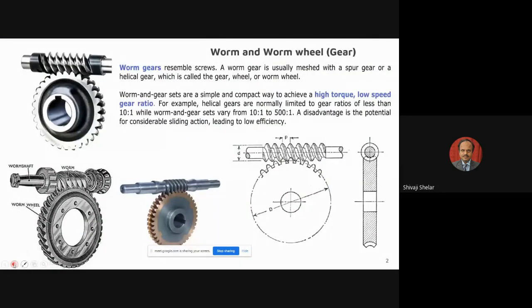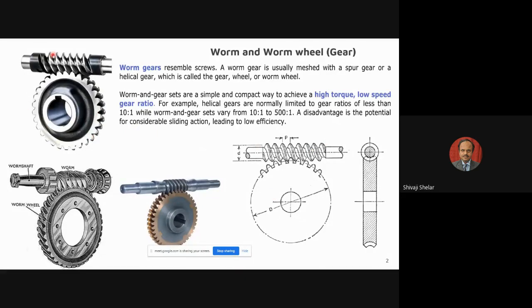The name indicates here worm and worm wheel. So normally this is the general terminology used for specifying the worm concept. So worm wheel is basically a gear. So in this pair there are two elements. One is called worm and another is called worm wheel or worm gear. I have shown on the left side one conventional diagram here. This is the conventional diagram and this is the 3D diagram.